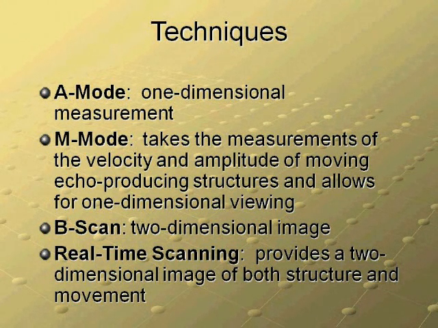M mode is a one-dimensional display of the movement of structures. The M stands for motion. A B scan is a two-dimensional display of the structure and the motion of tissues and organs. B stands for brightness. The sound waves bounce off of structures and are projected onto a black and white screen.